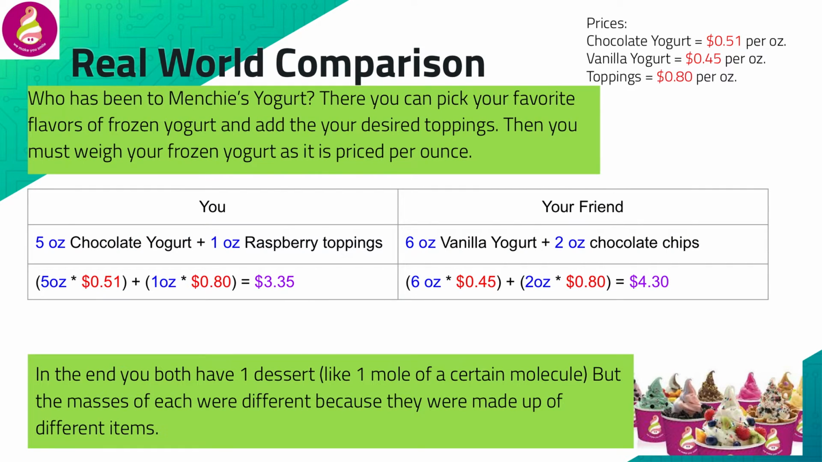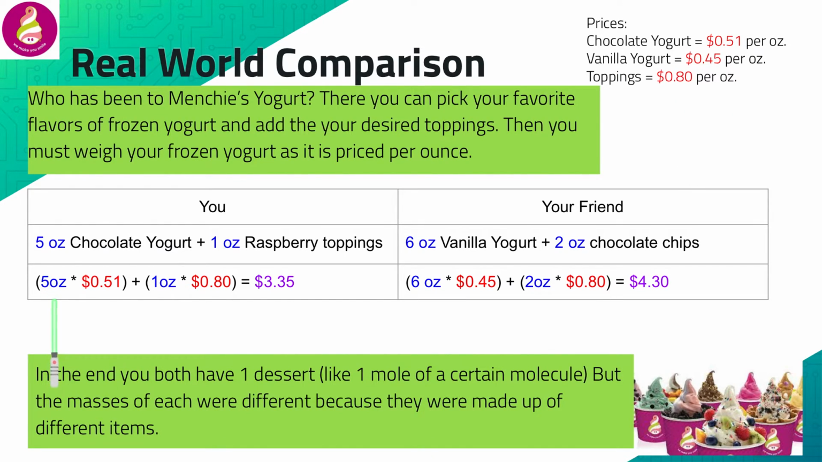Real world comparison. Who has been to Menchie's yogurt? There you can pick your favorite flavors of frozen yogurt and add the desired toppings. Then you must weigh your frozen yogurt at its price per ounce. So here, you ordered 5 ounces of chocolate yogurt and 1 ounce of raspberry toppings, and then your friend ordered 6 ounces of vanilla yogurt and 2 ounces of chocolate chips. Up here is the price list. Chocolate yogurt was 51 cents per ounce, vanilla yogurt was 45 cents per ounce, and each topping was an additional 80 cents per ounce.